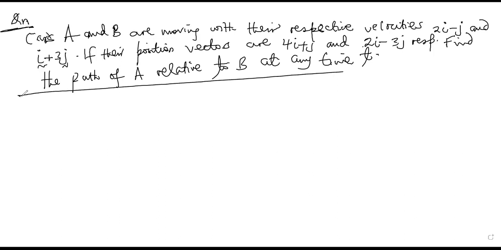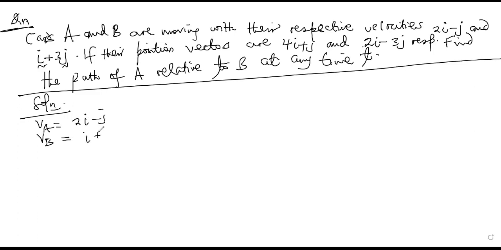So given this, we need to first summarize what we are having. You have given us velocities: velocity of A has been given as 2i minus j, and velocity of B is given as i plus 3j. Position vectors: position vector of A, so I can call it small a, is equal to 4i plus j, while position vector of B is 2i minus 3j.